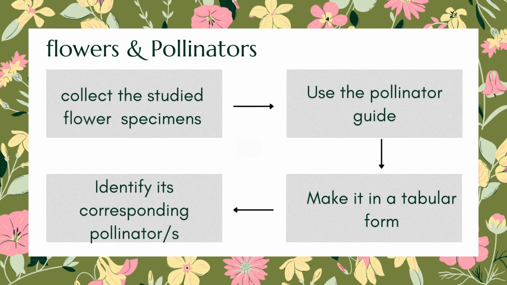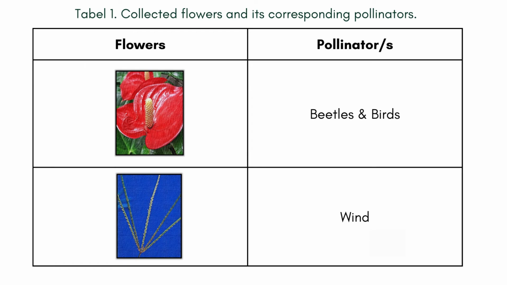The methodology for Section 6 includes the following. First is to collect the studied specimens. Next is to use the pollinator guide and then make it in a tabular form. And lastly is to identify its corresponding pollinators. Table 1 shows the collected flowers and its corresponding pollinators in tabular form.